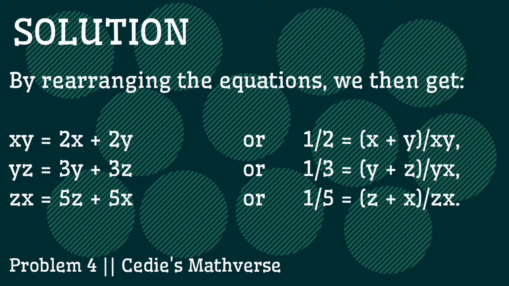Then, for the next equation, we have yz equals 3y plus 3z. By dividing both sides of the equation by 3yz, we obtain 1/3 equals the quantity y plus z over yz. For the last equation, we have zx equals 5z plus 5x. By dividing both sides by 5zx, we get 1/5 equals the quantity z plus x over zx.